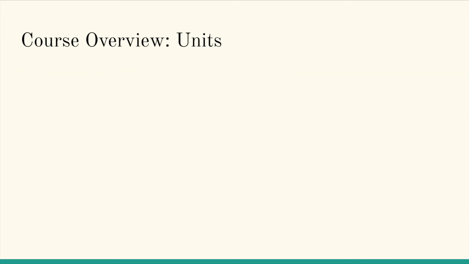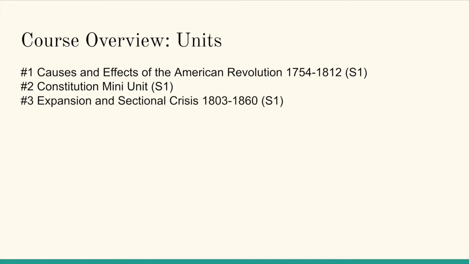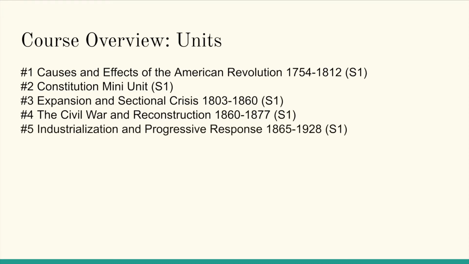The overall look at our units for the year, the content that we're going to be covering: we're going to start with the American Revolution, the causes and effects of it. Next, we're going to go to the Constitution mini unit, which is mostly just a way to get them the basic understanding of the federal Constitution and a little bit of the Illinois state Constitution, and then take the state-mandated test that is required for graduation. Next, we'll do the expansion and sectional crisis, which is going to be expanding territory and leading up to the Civil War. Number 4 is the Civil War and its aftermath, the Reconstruction period. And then to wrap up semester 1, we'll talk about industrialization and the response to industrialization.